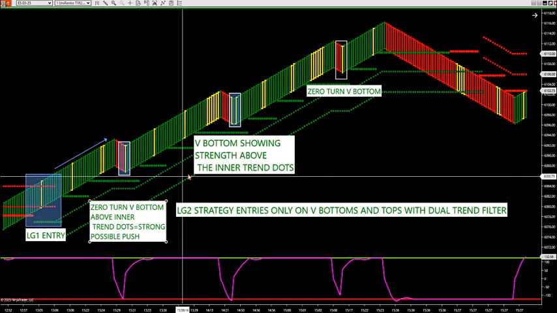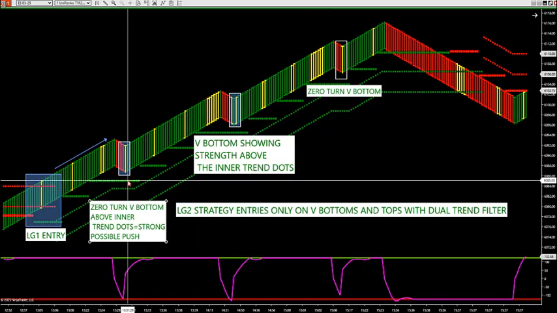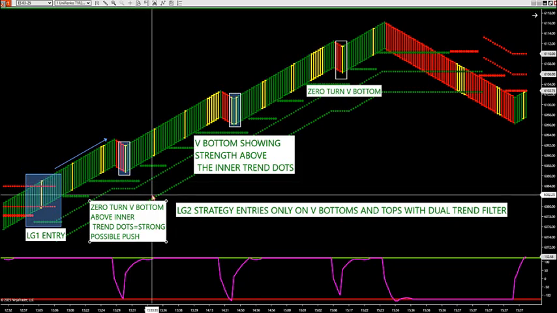So that's called a dual trend filter. If my outer zone is green and my inner trend dots are green, you're in a hard move up or hard move down. The trend is up. You can't short the market.